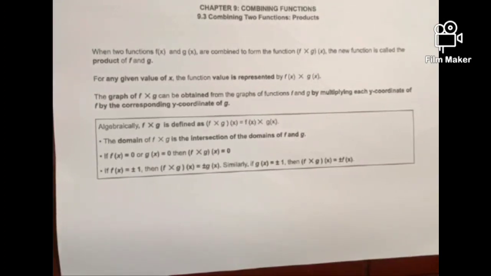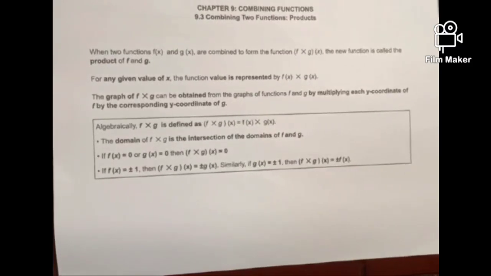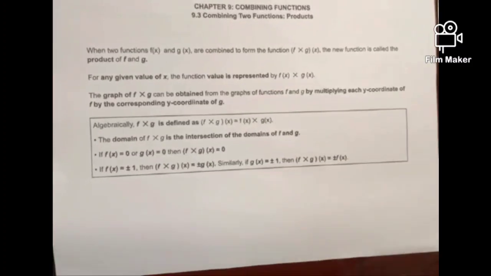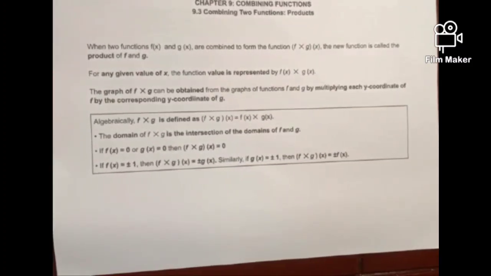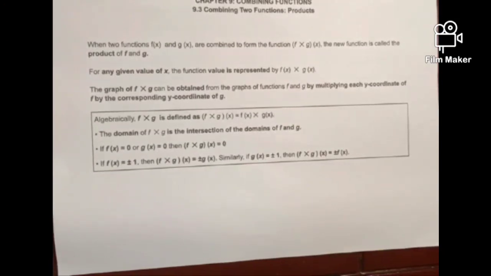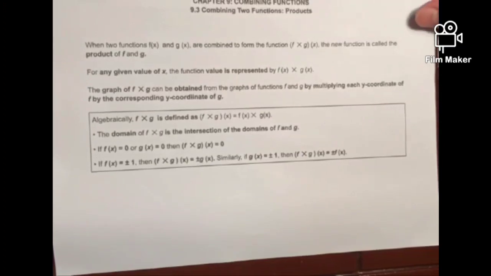If f of x is positive or negative 1, then the product of f and g is equal to positive or negative g of x. Similarly, if g of x is positive or negative 1, then the product of f and g is equal to positive or negative f of x.